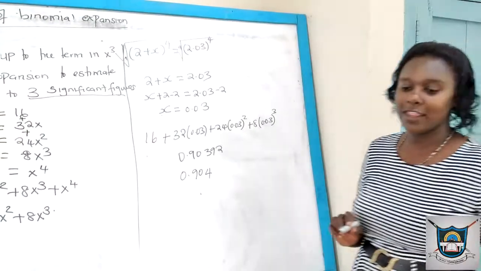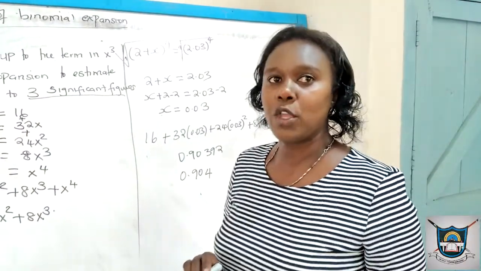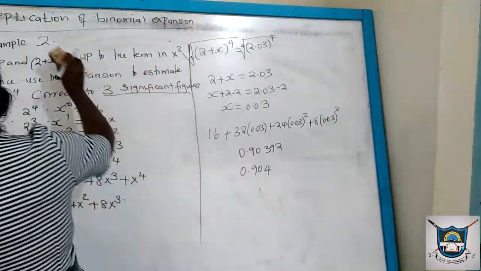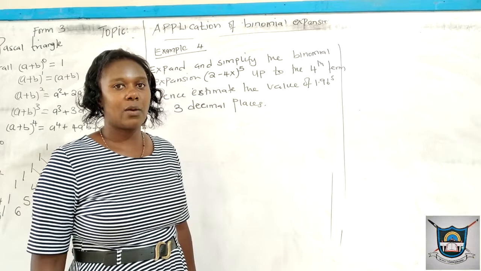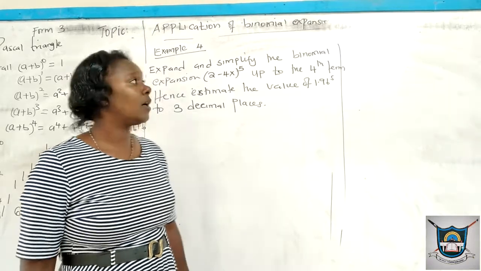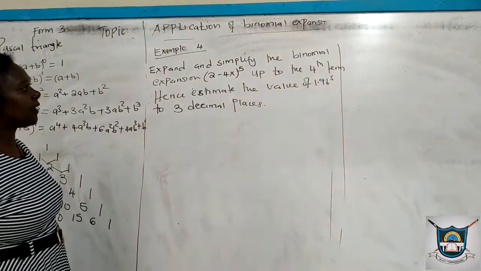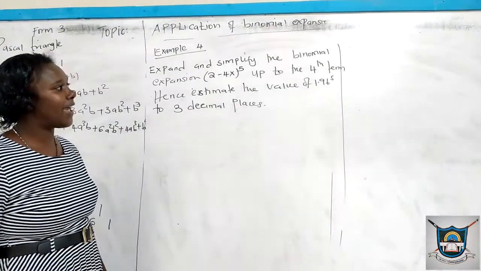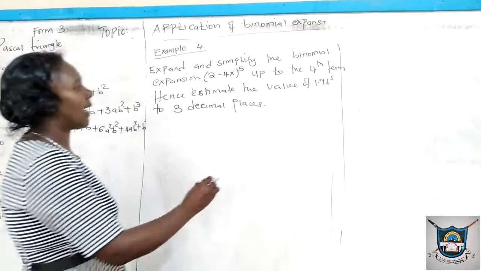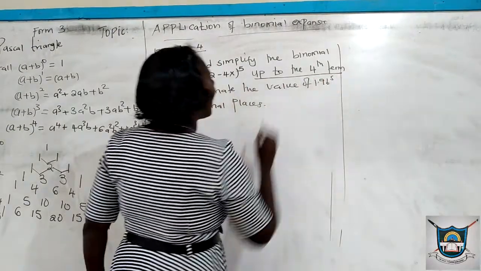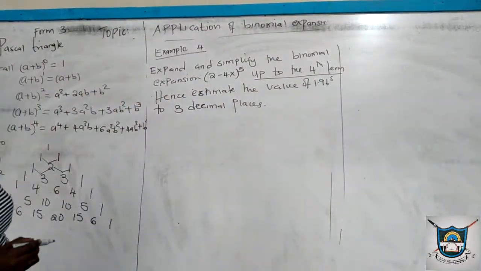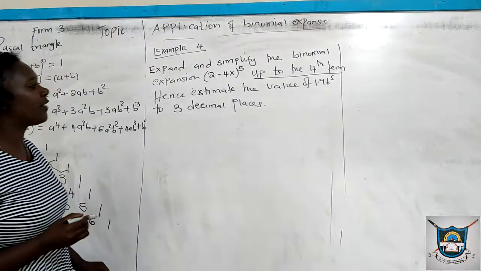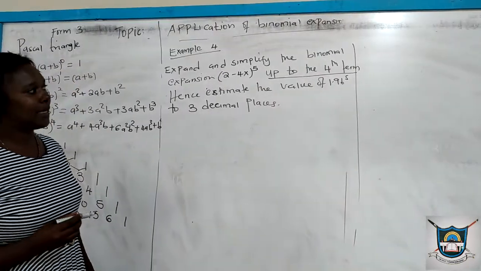We go to the next example. So I'm going to write this one. We have our fourth example, which is: expand and simplify the binomial expansion of 2 minus 4x to the power 5 up to the fourth term. Hence, estimate the value of 1.96 to the power 5 to 3 decimal places.